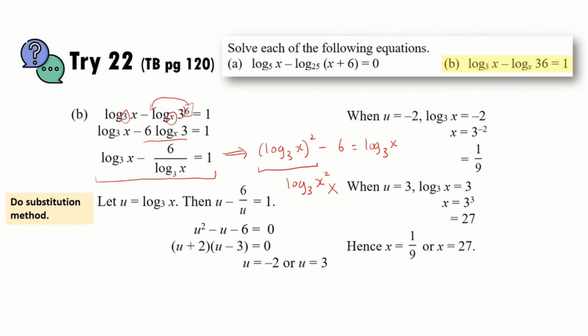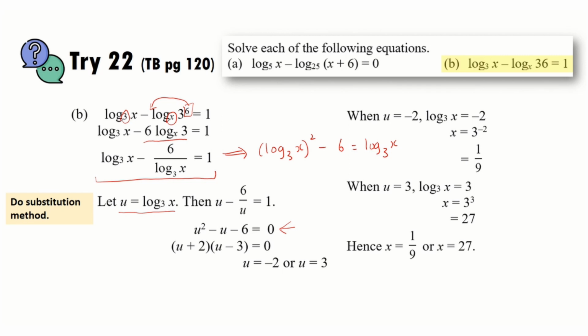So what we need to do over here is to make use of the idea that we have covered in our exponential equation solving, which is to use the substitution method because we see that we are getting something quadratic. So using the substitution method, we choose to let log x base 3 be equals to u, such that we will be able to get a very neat quadratic equation that we can solve.